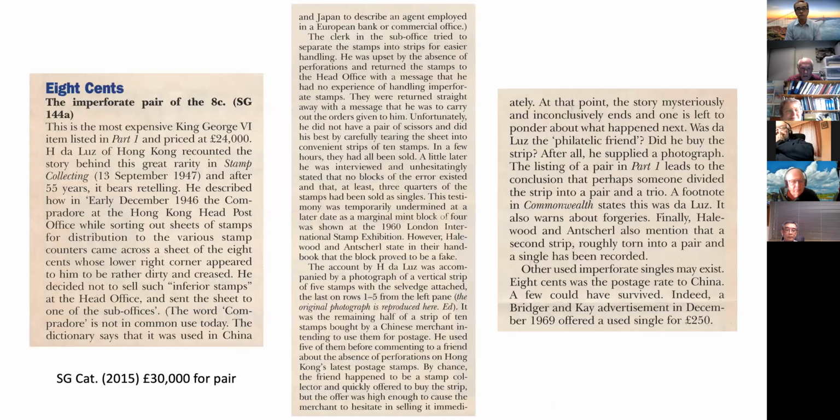And that's his article. There are points that are a bit confusing sometimes. This is where he says here, however, Harewood and Anshall state in their handbook that the block proved to be a fake. We did state it, but I have no idea how we knew that. That's gone.